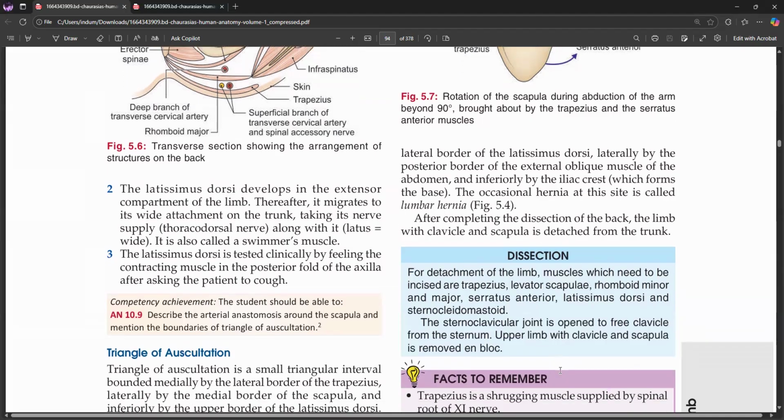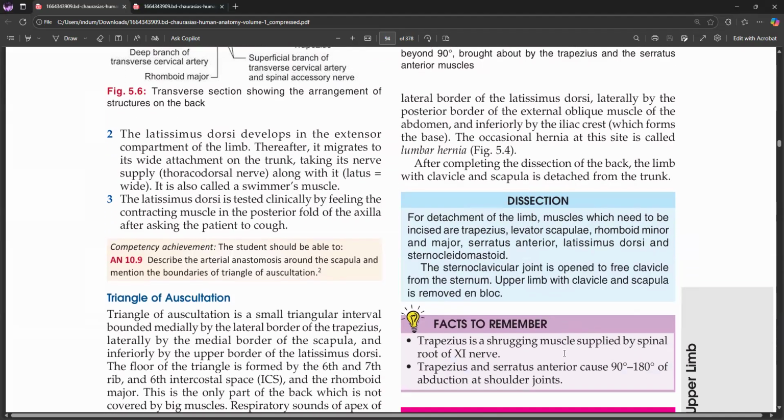After completing the dissection of the back, the limb with clavicle and scapula is detached from the trunk. Dissection. For detachment of the limb, muscles which need to be incised are trapezius, levator scapulae, rhomboid minor and major, serratus anterior, latissimus dorsi, and sternocleidomastoid. The sternoclavicular joint is opened to free clavicle from the sternum. Upper limb with clavicle and scapula is removed en bloc.